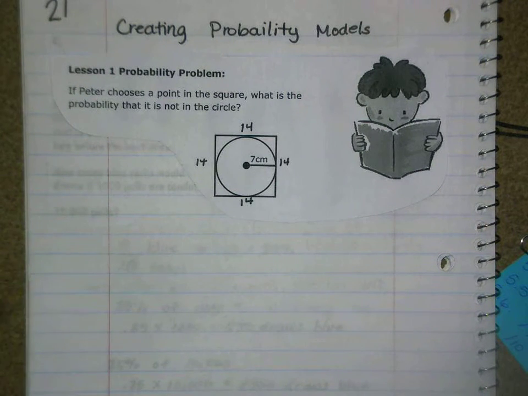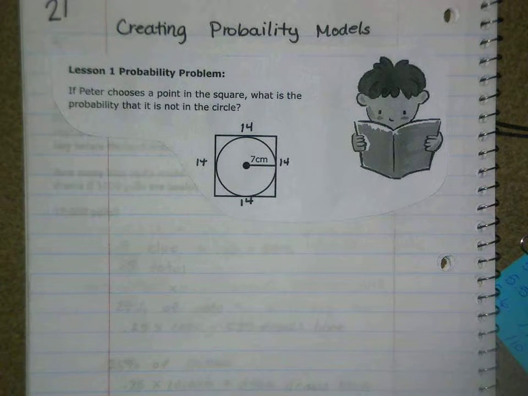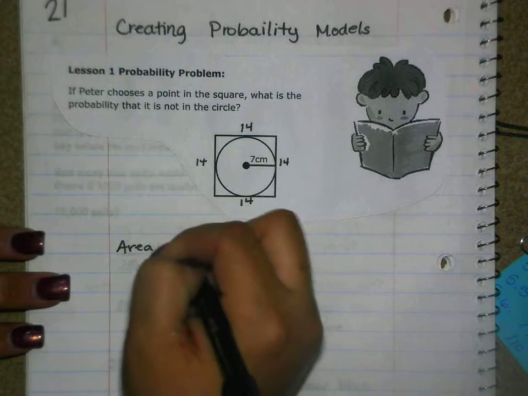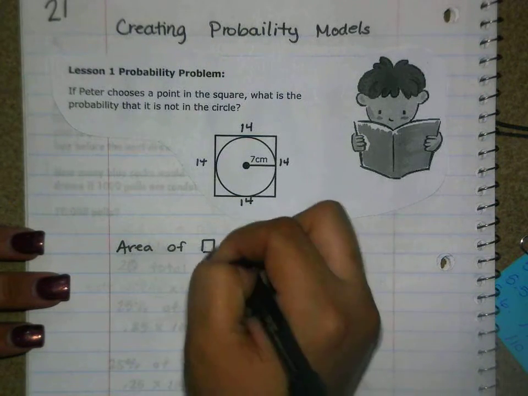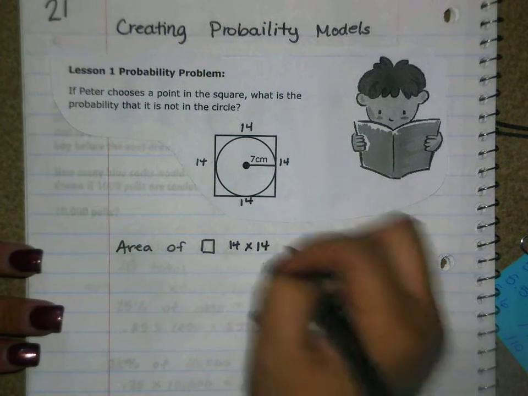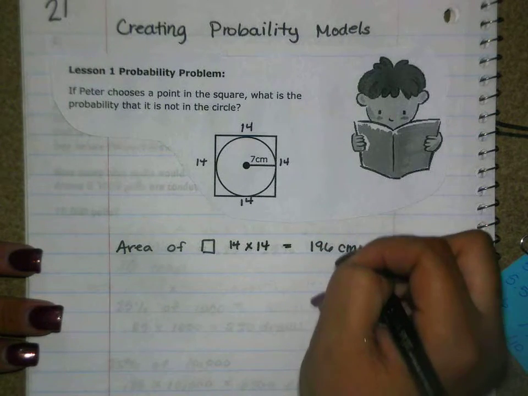Okay, and the area of the square is equal to the length times the width, right? So we have area of the square is going to be 14 times 14, right? The length times the width, which is equal to 196, and we're going to say centimeters squared.